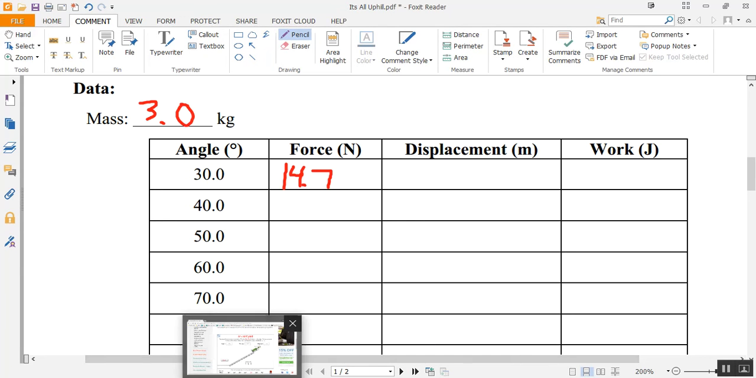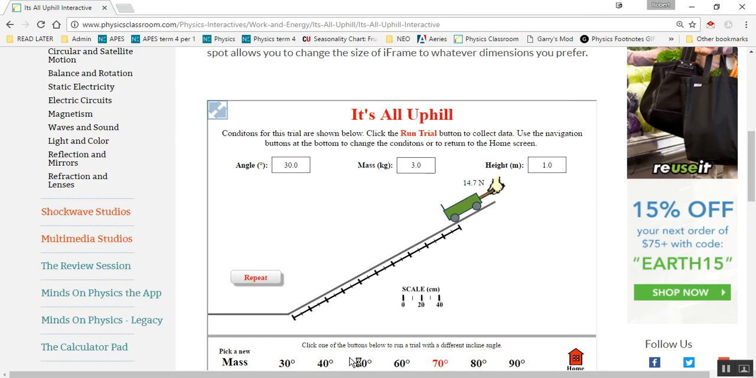And what was the displacement of it? So we have to look at the scale. The scale is from 0, 20, 40, 60, 80, 100. 20, 40, 60, 80. That would be 90. It looks like it's about 196.